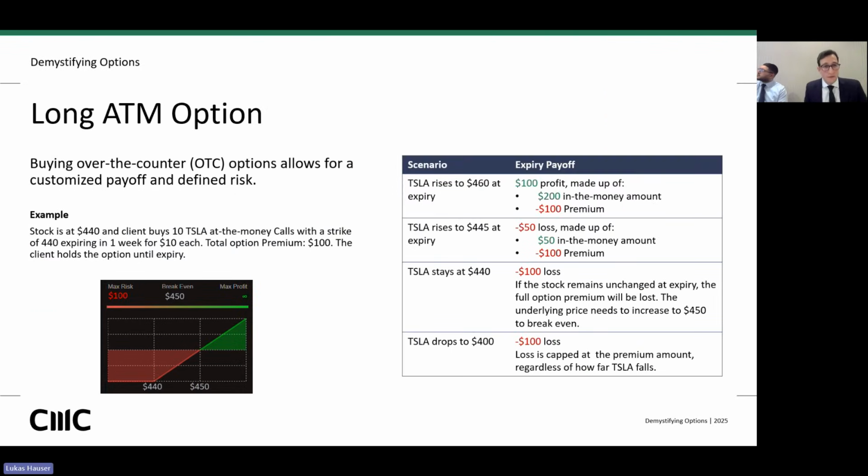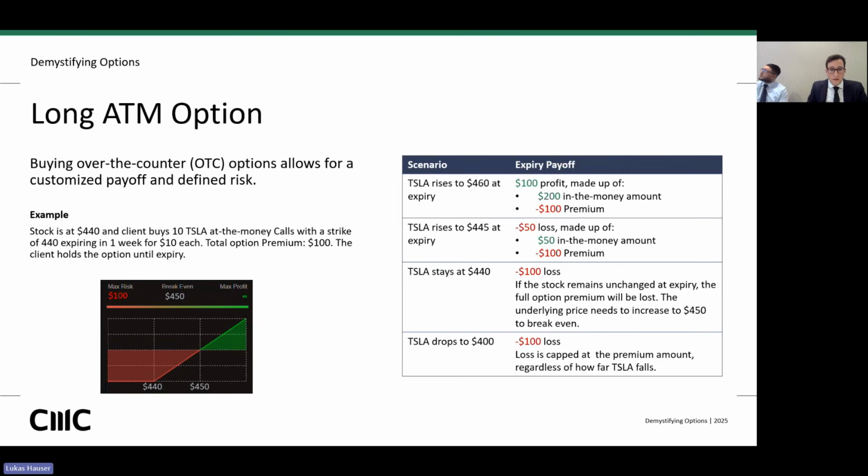We first look at an example of an at the money option. We go back to the same example of Tesla stock being at $440. And here the client buys 10 Tesla at the money calls with a strike of 440. The expiration date is one week from here, and we need to pay $10 per contract. So the total option premium would be $100. And in this example, the client holds the option until expiry.